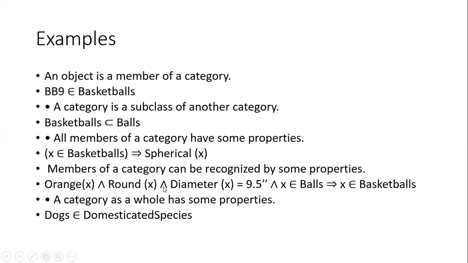And if you give some other properties, like the basketball is orange in color, round in shape, with a diameter of 9.5 inches, and it belongs to a ball, then for these properties the ball should be orange in color, round in shape, and have a diameter of 9.5. And if the ball belongs to balls with these properties, then that ball belongs to basketball. You can do the same thing for dogs, territorial seals with some properties. Dogs belong to domestic animals.